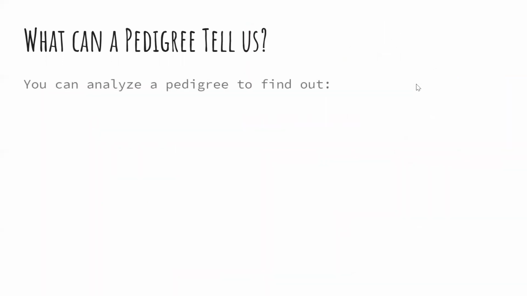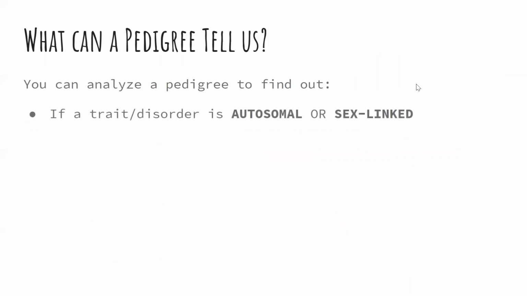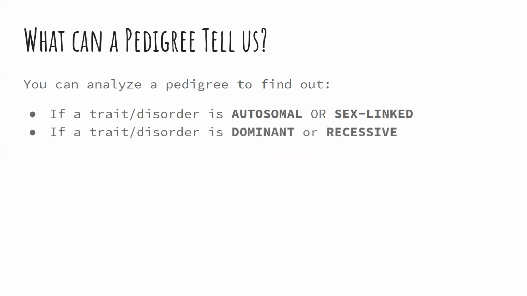So what can a pedigree actually tell us? When it's telling us how a trait is passed on, it's telling us whether this trait or disorder is autosomal or sex-linked, and whether it's dominant or recessive.